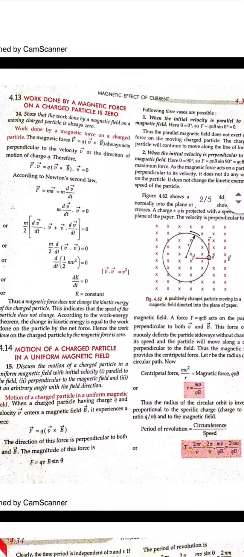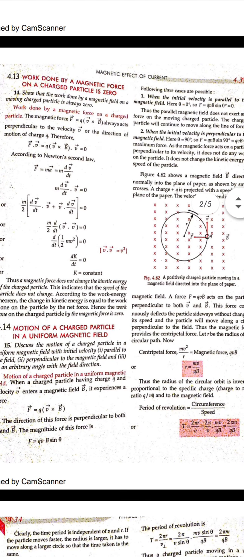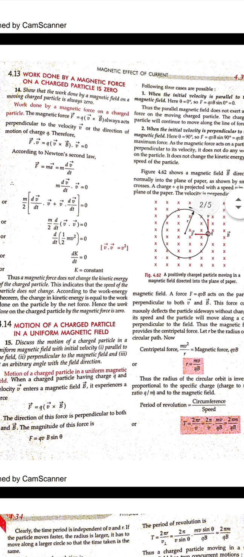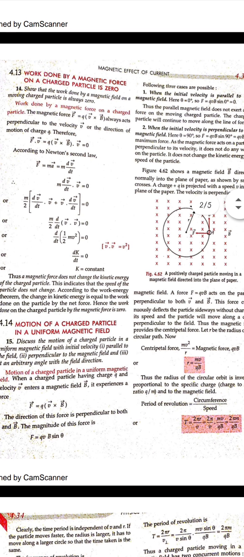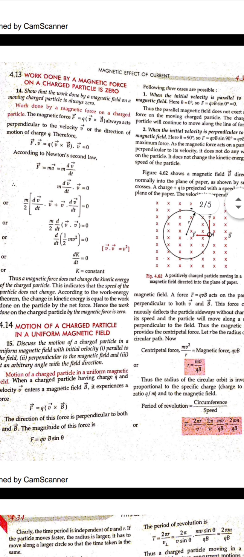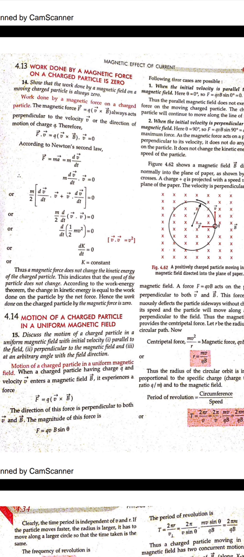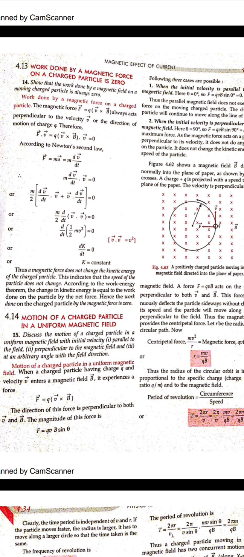And since the particle is moving, the velocity of the particle is given by v, and the force experienced by the particle is given by F. So the magnetic force on that body due to the magnetic field is given by F equals q v cross B. This we have seen in the first topic of our chapter, that is, the magnetic force.